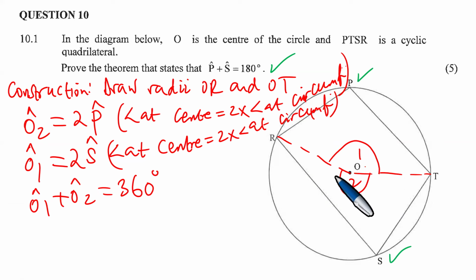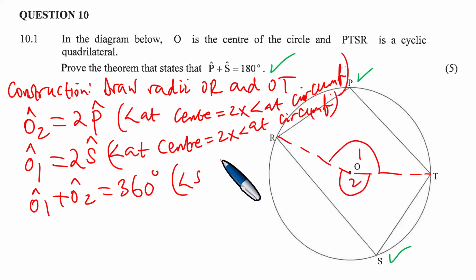Why is it that when you add O1 and O2, we do not get anything else? Like we do not get 1000 degrees. Why do we get 360? Anyone quickly? Right. Yes, what do you think? So I think a full rotation is 360. So that's why we're using.